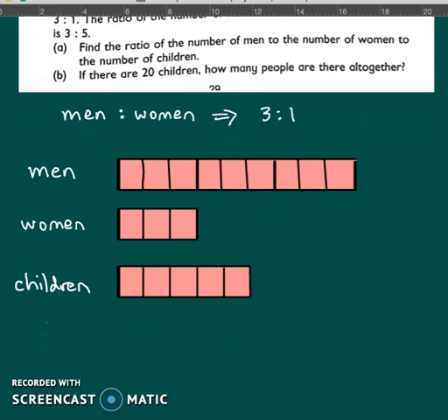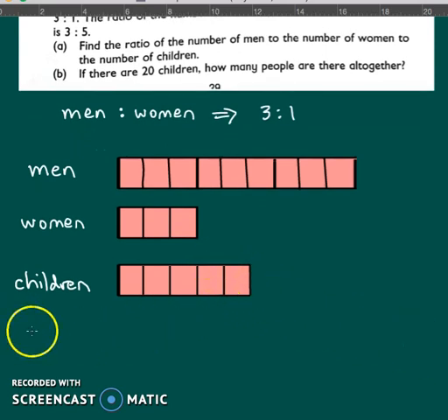And we can start to answer the questions, which are part A. Find the ratio of the number of men to the number of women to the number of children. So at this point, all we have to do is count. How many units of men do we have? 1, 2, 3, 4, 5, 6, 7, 8, 9. 9 units of men, 3 units of women, and 5 units of children.